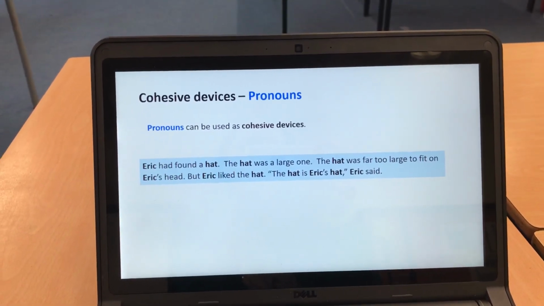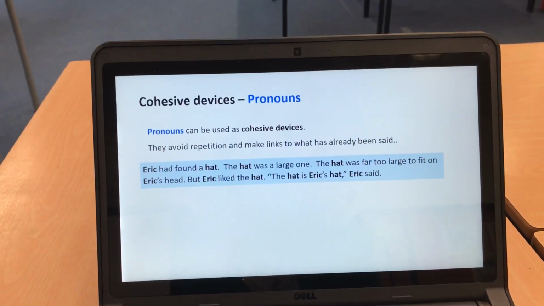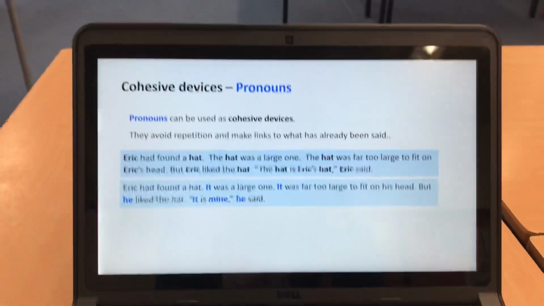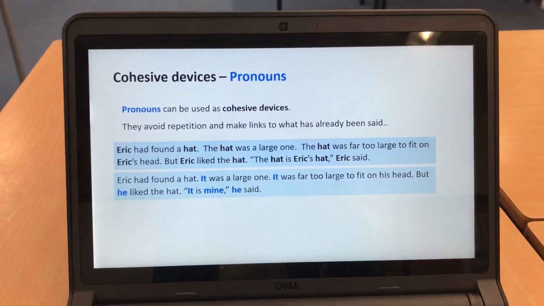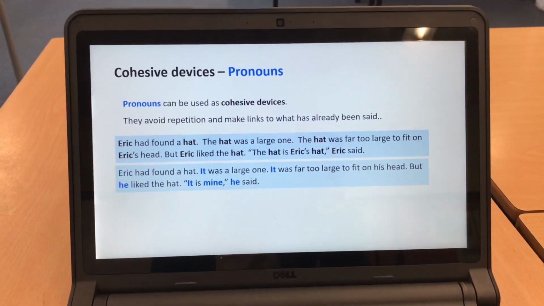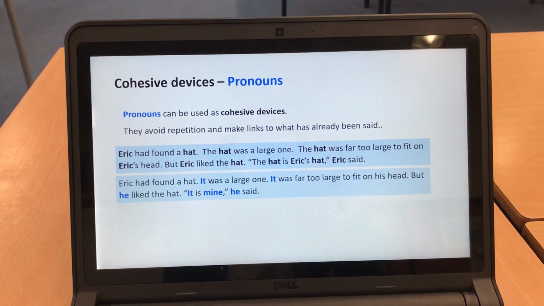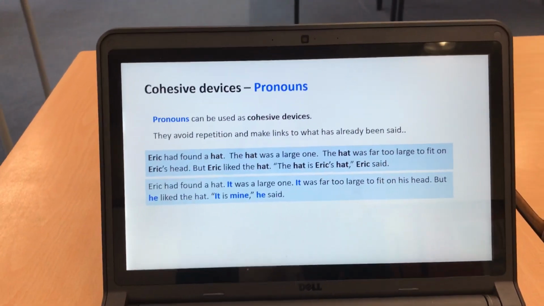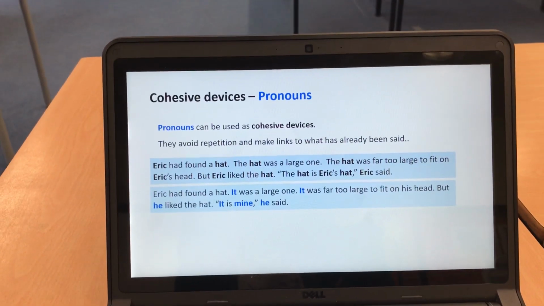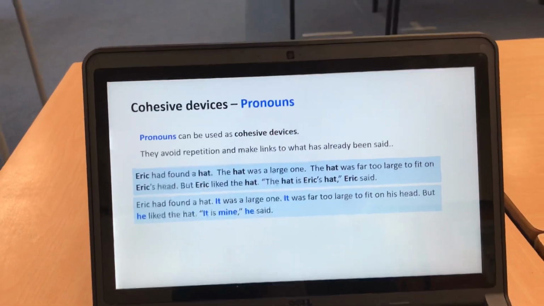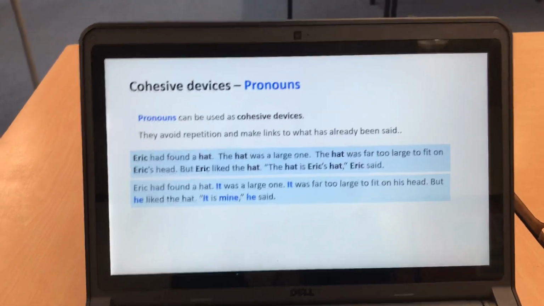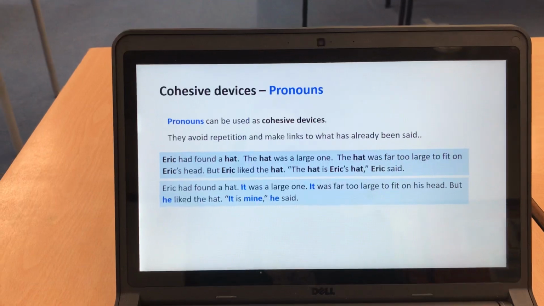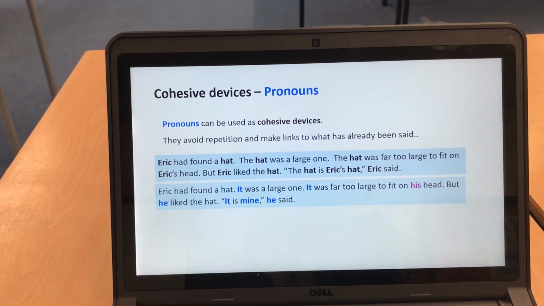Okay, but if we use pronouns, they help to avoid repetition and make links to what has already been said. So, for example, Eric had found a hat. It was a large one. It was far too large to fit on his head, but he liked the hat. It is mine, he said. We need to have the nouns in the first sentence so that when you use the pronouns in the other sentences, the reader knows what you're referring back to. So we couldn't start with he had found it, unless it had been talked about previously, as the reader wouldn't know what it was talking about.